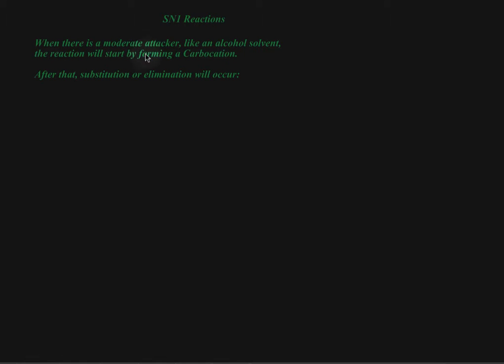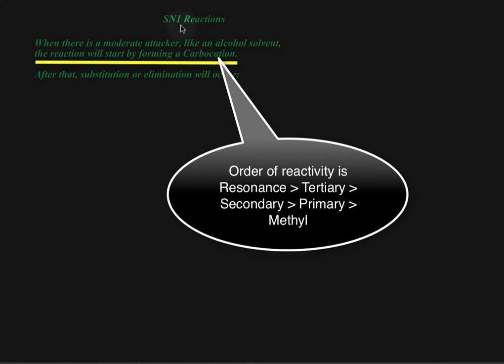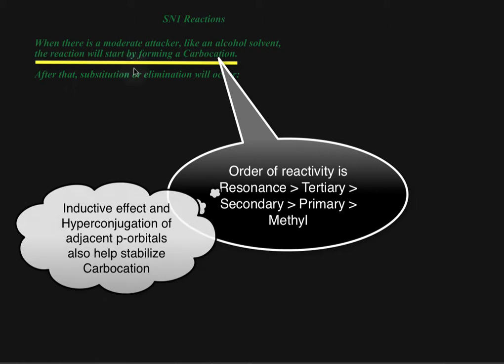All right, so let's focus on SN1 reactions specifically. Here we're going to have a one reaction, so we need a weak or moderate attacker. And we're going to have a carbocation that forms first. Remember, the one reactions are two-step reactions. And then substitution or elimination will occur.